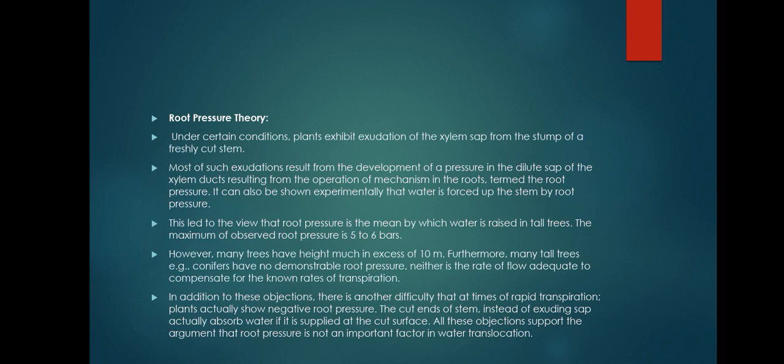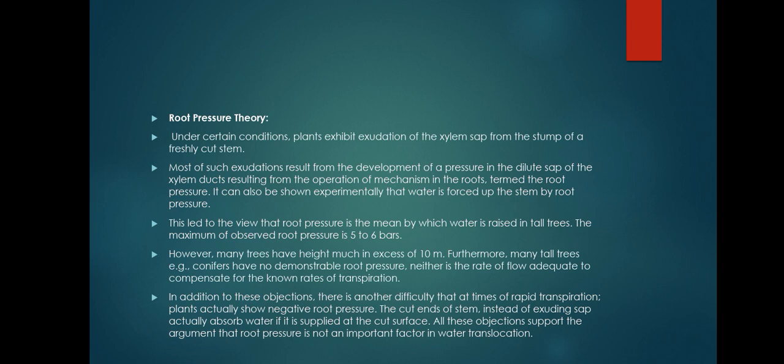The maximum observed root pressure is 5 to 6 bars. However, many trees have a height much in excess of 10 meters. Further, many tall trees, for example conifers, have no demonstrable root pressure, nor a rate of flow adequate to compensate for the known rate of transpiration.